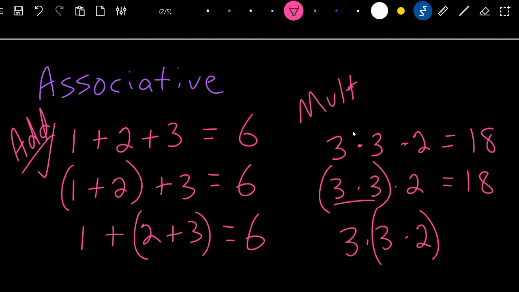3 times 3 times 2. Let's group these ones together. So let's do this first. 6. 6 times 3, 18. Multiplication, yes, is associative. We can group multiplication any way we want to. We can group addition any way that we want to.